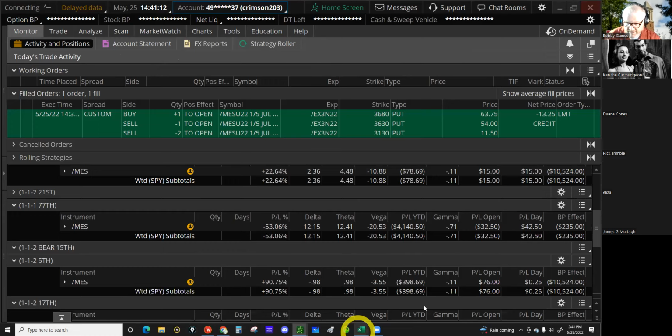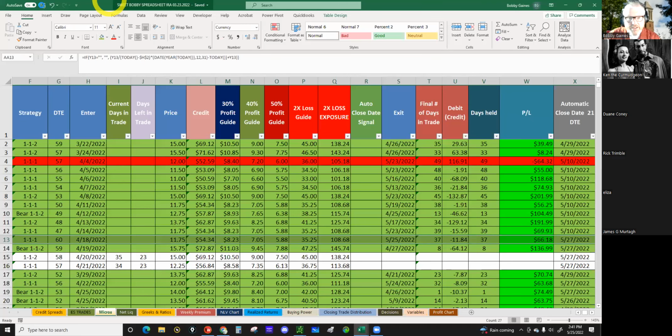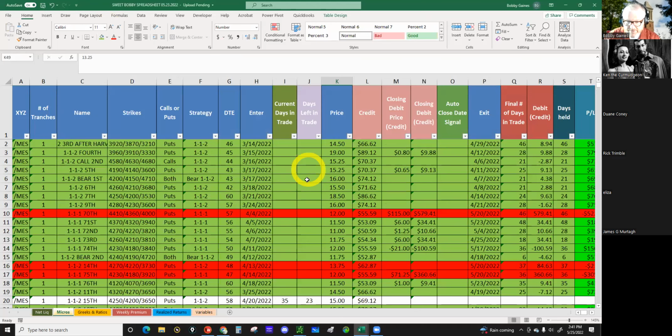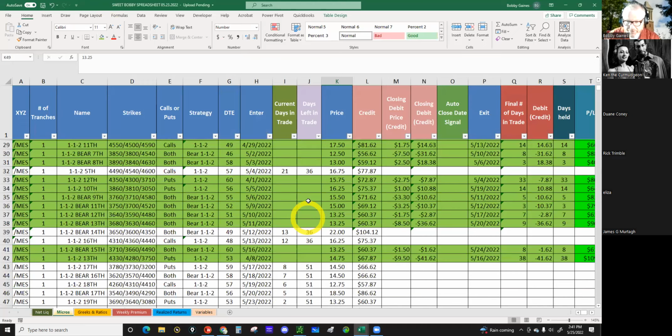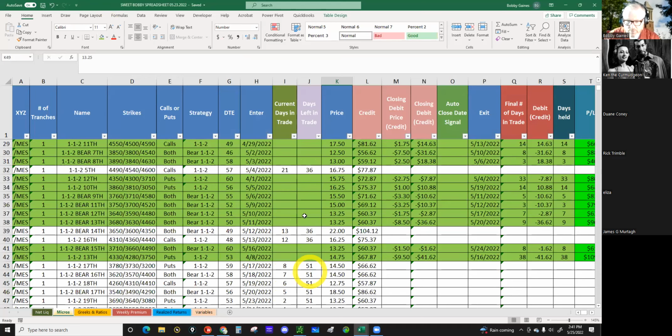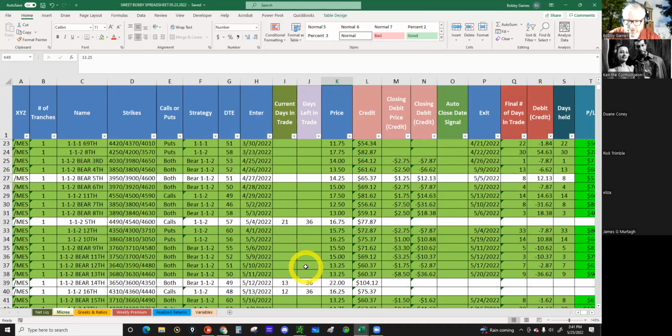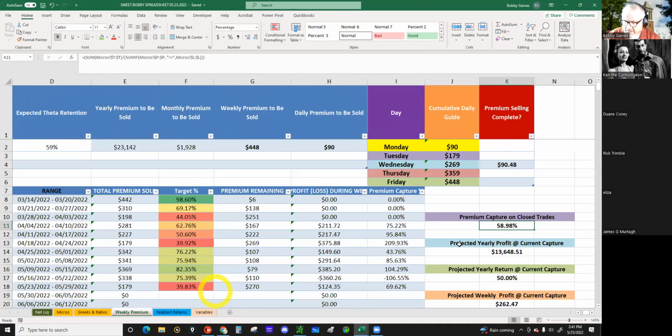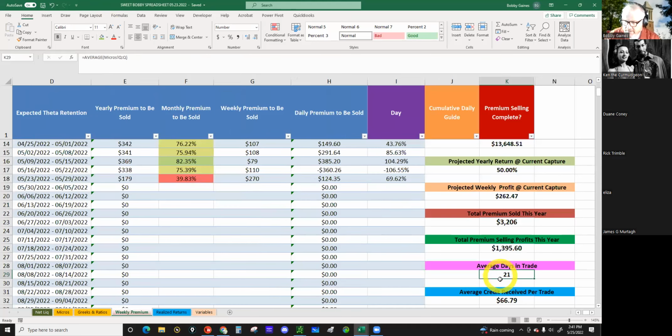Let's look at this one for a second. I want to close this spreadsheet. And let's look at this one for a second. Let's see what our expiration days are here. So days left in trade. So we've got 223 days. It looks like we've got a few 36 days. We've closed a lot of our 36 days. And then we've got several 51 days, right? So you want to start looking at these 23 days because let me show you where we know this. Our average day in trade is 21 days.